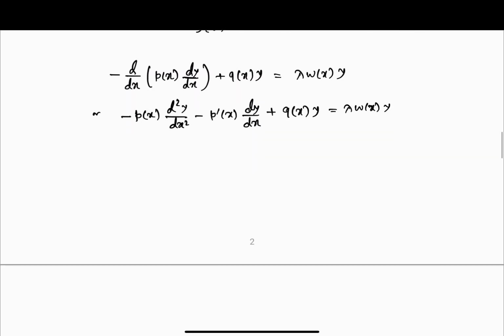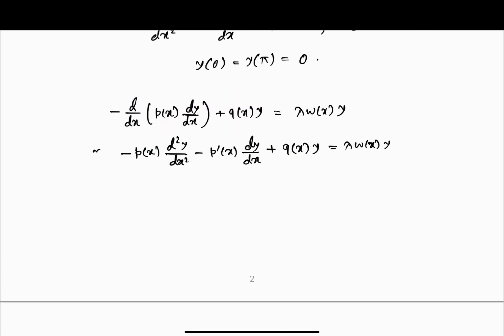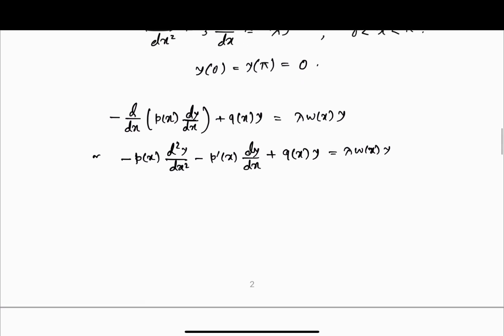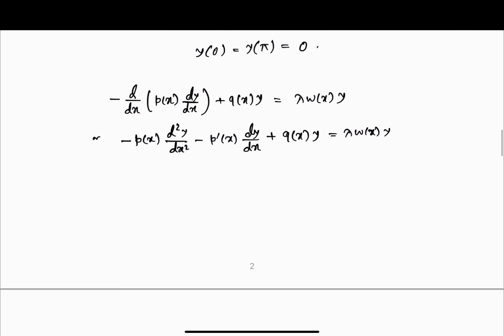Okay, so now assume here that p(x) is non-zero, identically not equal to 0, otherwise it will be some first degree differential operator. So p(x) is non-zero, that is the assumption. Therefore let's divide by minus p(x). Then what will you get? Assume that p(x) is not identically equal to 0.